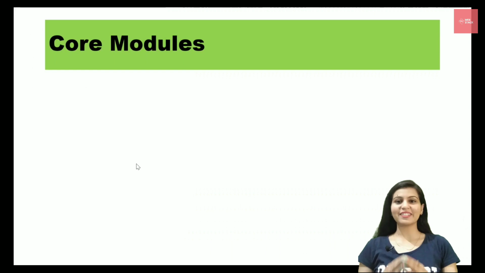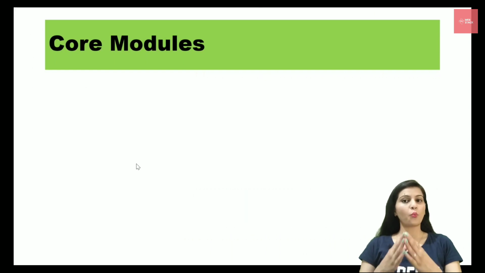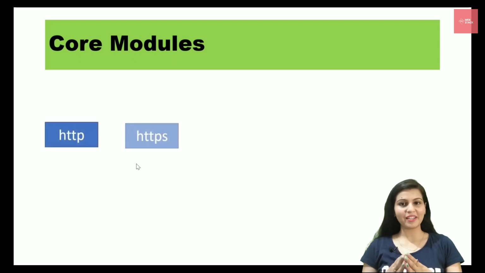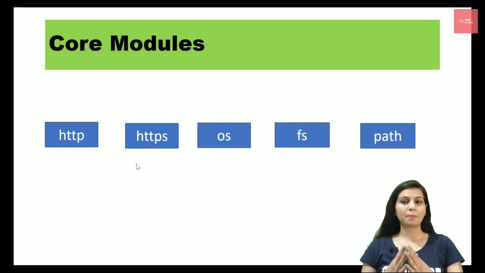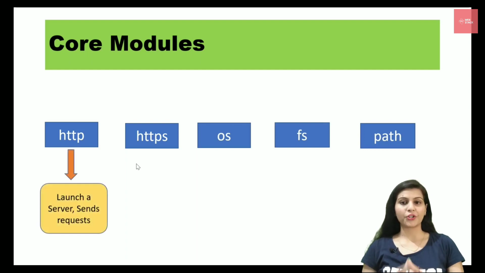Before creating Node.js server, let's first see what are the core modules that are available in Node.js. So core modules are the packages that are already installed when you download Node.js. Some of them are HTTP, HTTPS, OS, FS as well as path module. HTTP is a very high-end package that is used to launch your Node.js server and also it's helpful in handling your request objects.